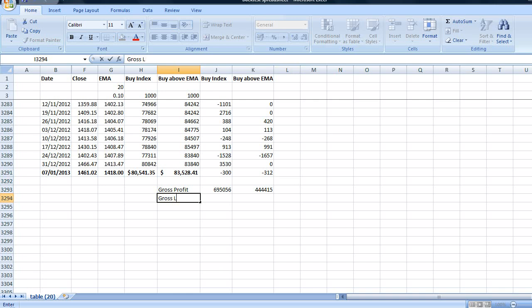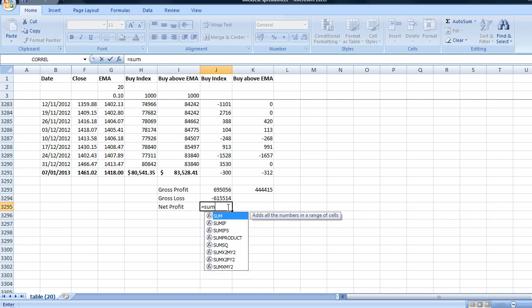Okay, if we're going to calculate the gross profit, we're going to have to also calculate the gross loss. This is the sum of all the losing trades. I'm just going to copy down this formula. I'm going to change it very slightly to make it add up all the cells that are less than zero. There we go, we have the gross loss, and the difference between the two is what we're going to call the net profit, equals sum of these two cells.